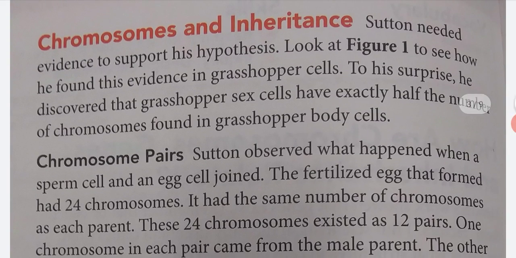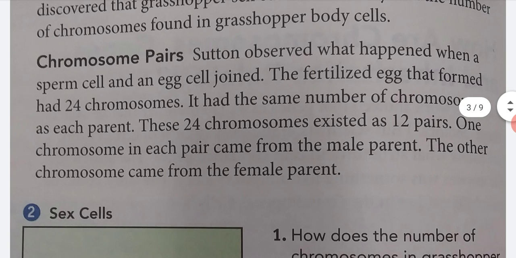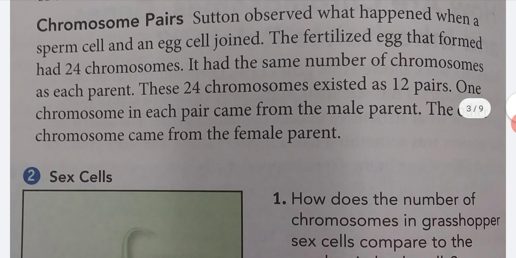Chromosomes and inheritance. Sutton needed evidence to support his hypothesis. Look at Figure 1 to see how he found this evidence in grasshopper cells. To his surprise, he discovered that grasshopper sex cells have exactly half the number of chromosomes found in the grasshopper body cells.